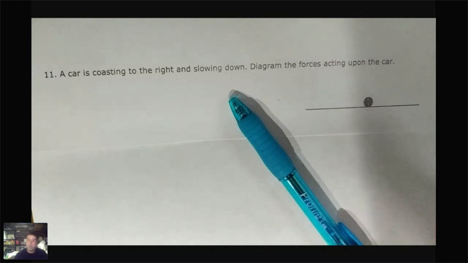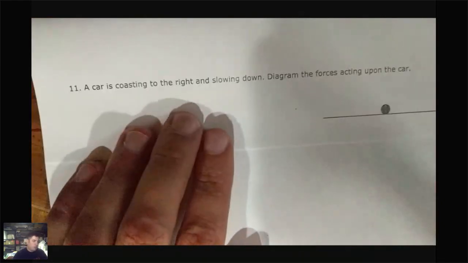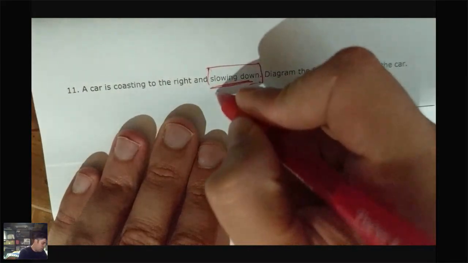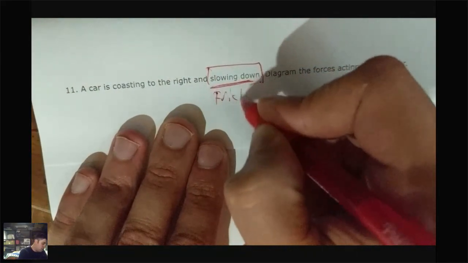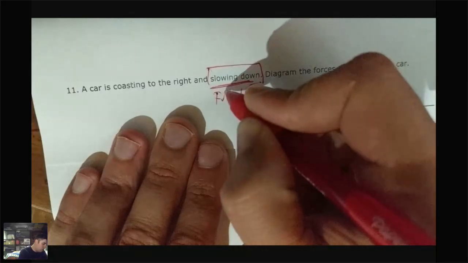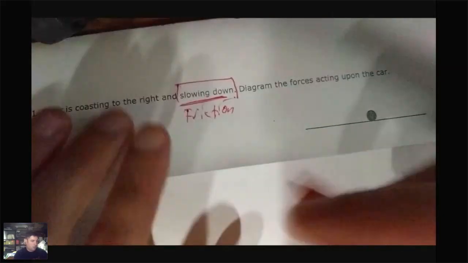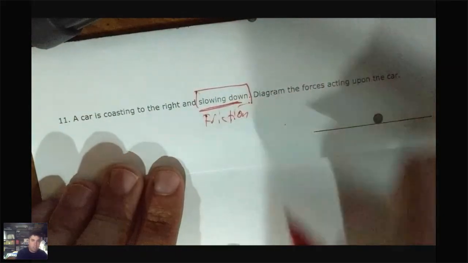Reagan, yes, there would be friction. We also know that there's friction going on here because if there wasn't friction, the car wouldn't slow down. So we know there is friction going on because that's what's going to bring this car to a stop. So there must be friction here because we are slowing down.